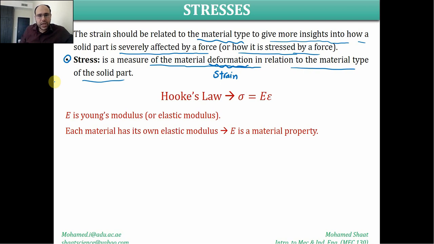So the stress is a measure of the material strain or deformation in relation to the material type of the solid part. How could the stress be related to the strain? Through Hooke's law. This is the simplest case, where you have a bar that is subjected to a normal stress, sigma. So this sigma is the measure of the stress.